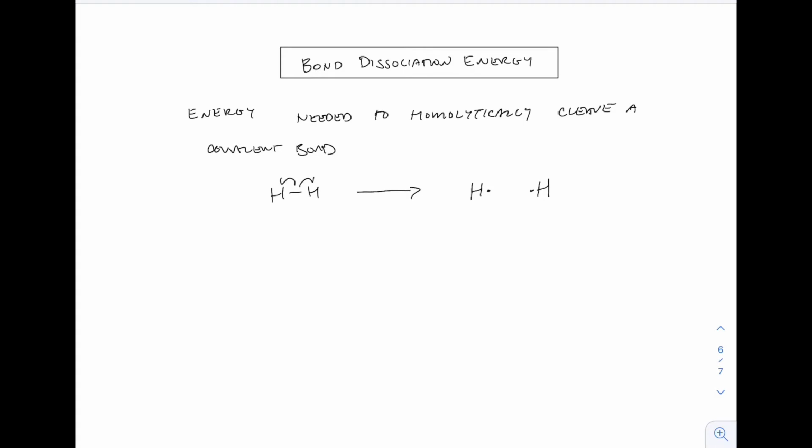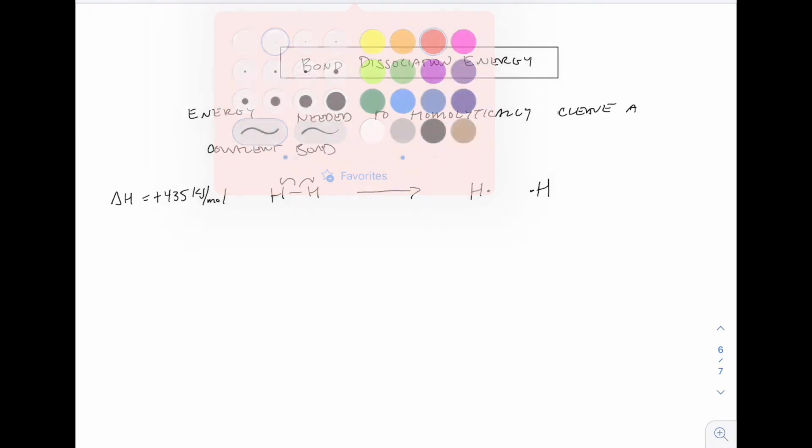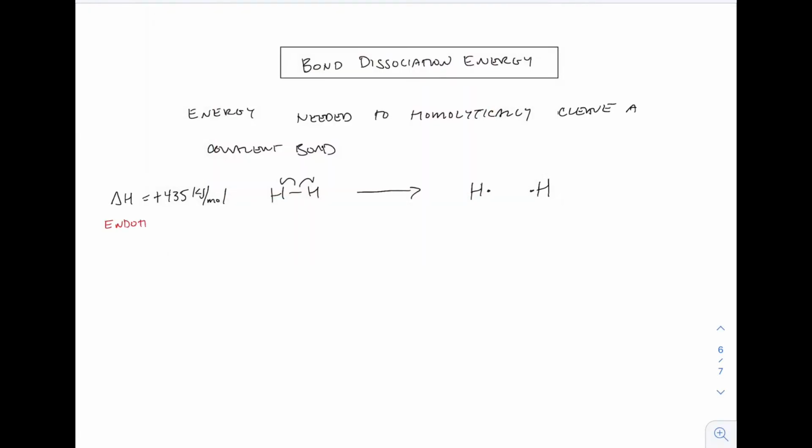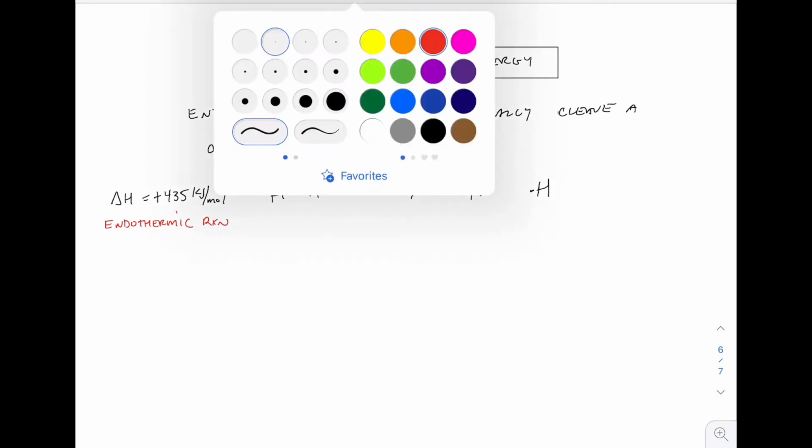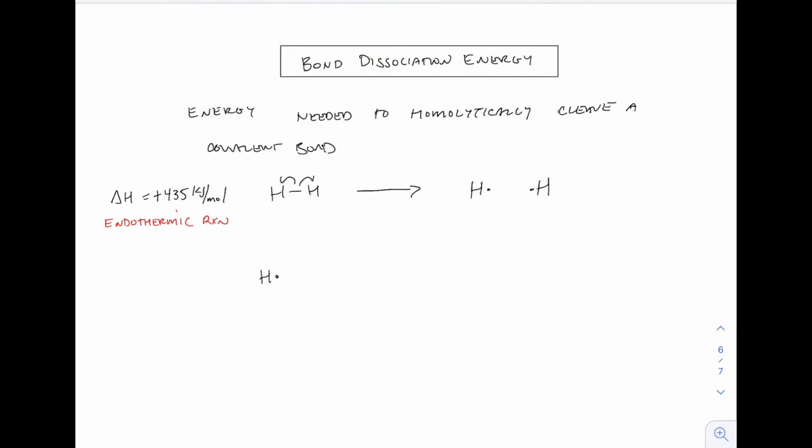We've got that bond cleavage. Homolytic cleavage gives two hydrogen radicals. Remember, we're using those fishhook arrows for that mechanism. And this delta H value, the enthalpy associated with this, is 435 kilojoules per mole. This is an endothermic reaction. So remember, anytime you're breaking chemical bonds, it's an endothermic reaction.